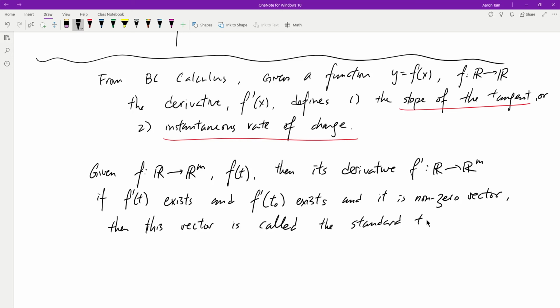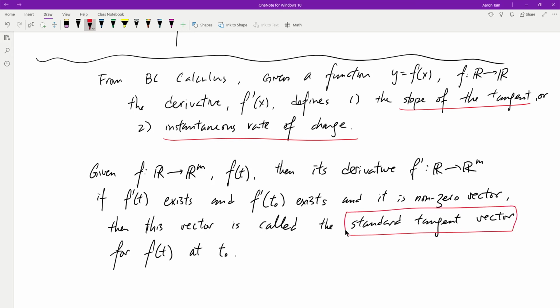It's called the standard tangent vector for f of t at t sub 0. So this is defined to be what we call the standard tangent vector. Now, is it a surprise that we use the word tangent to describe this thing? Well, it's probably not, because I already told you that the derivative you learned last year in BC calculus also talks about tangents. So this should not be a surprise to you.